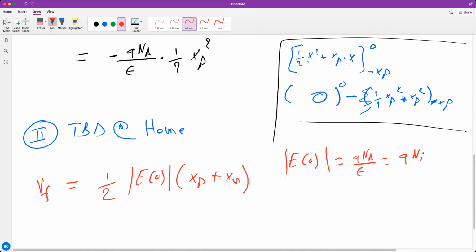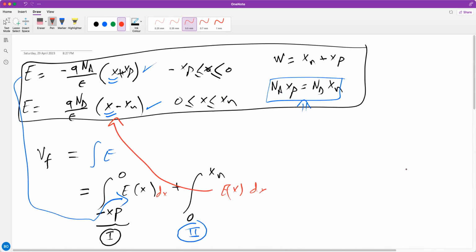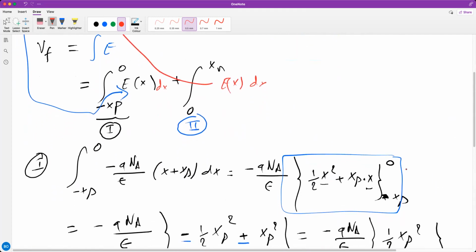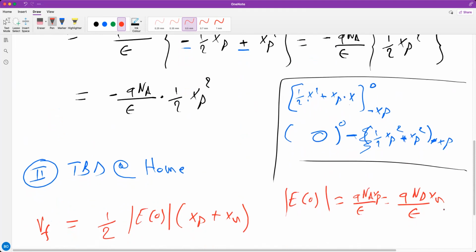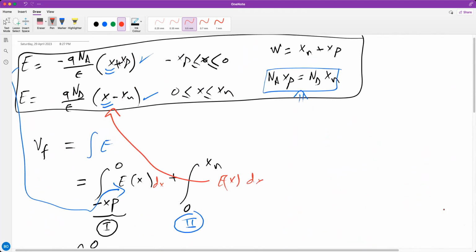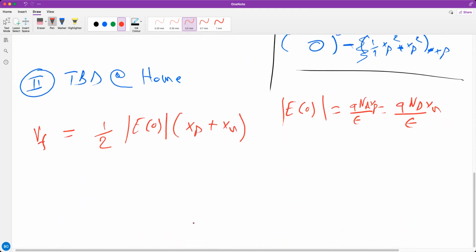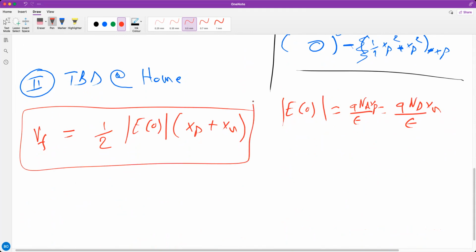It's also qND over epsilon times xn. This is x equals 0. Are you following? So if you integrate for VF, part 1 we did together, then part 2, and you add them together, you will see that you can get this expression, which is a very important expression. Okay.